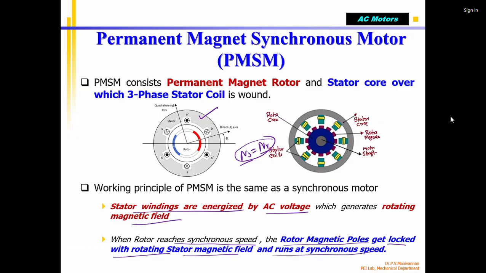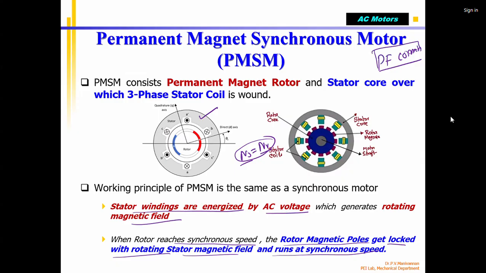Yes, please. Sir, where are these types of motors applied? The synchronous motor is used for power factor correction. And the permanent magnet motor is used in electric vehicles. They are trying to use it in electric vehicles also.